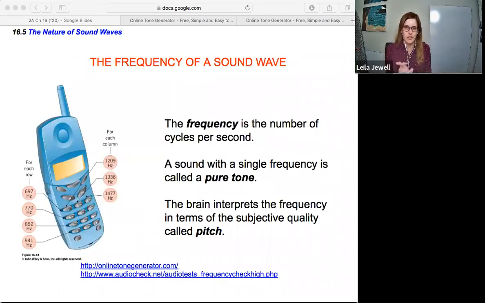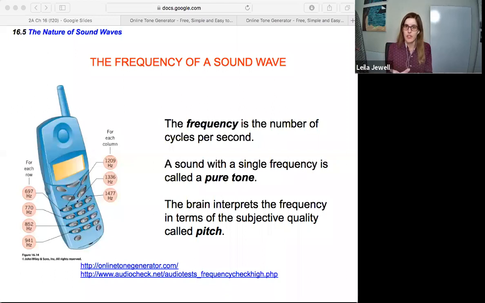So some important ideas. One, with sound waves, we care a lot about frequency. The frequency is the number of cycles per second. We've seen it before, but a sound with a single frequency is called a pure tone. It just has one frequency going through it. It turns out many other sounds have one frequency you can primarily hear, and then a lot of other frequencies that are built in to give it a particular sound.